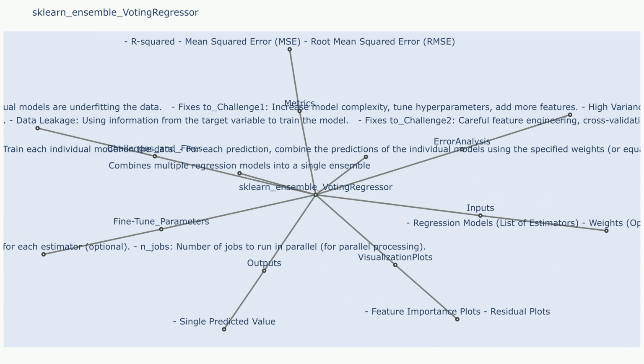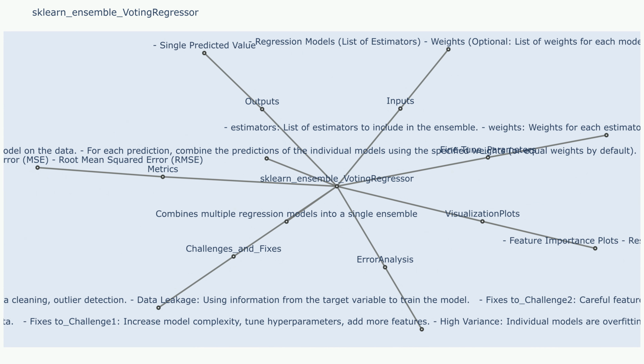Challenge 2: bias in ensemble. If the individual models have significant biases, the voting regressor may not be able to correct for them, leading to biased predictions.